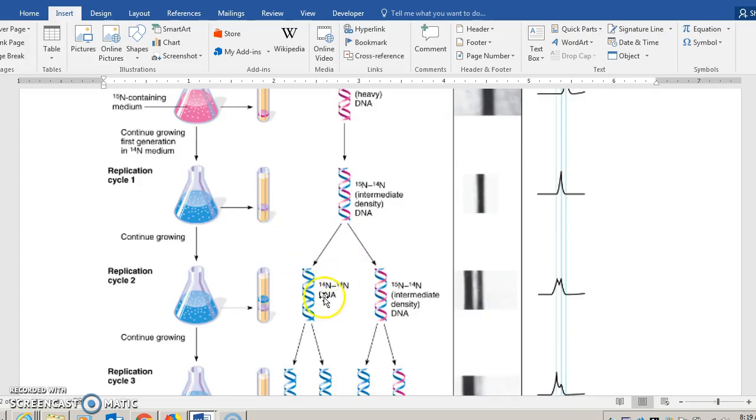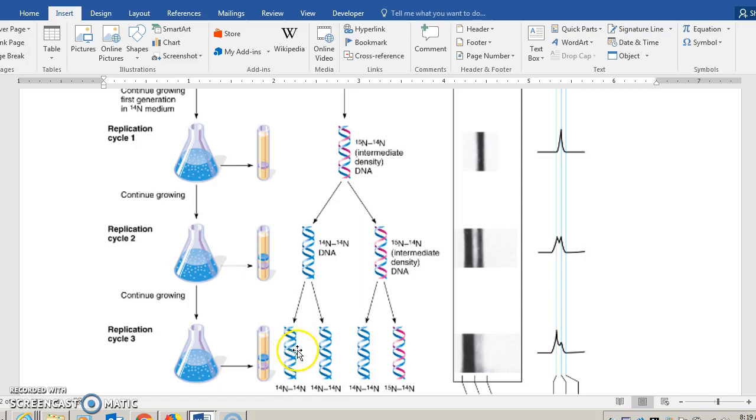And as they continued to replicate it, went through a second cycle, then they saw something a little bit different emerge. Some of the DNA was all new, nitrogen-14, had no nitrogen-15 in it, and then some had nitrogen-15 in it. And this would give two banding patterns, a little bit more of the lighter DNA because more of this is being made, and you see the two peaks in the scan. And in the centrifuge tube, there are two different layers.